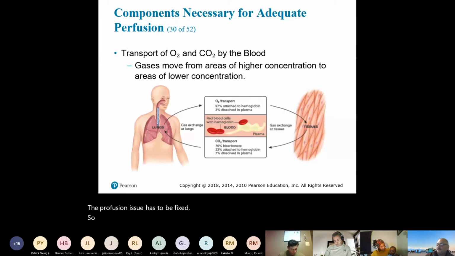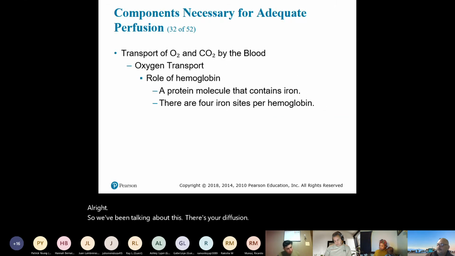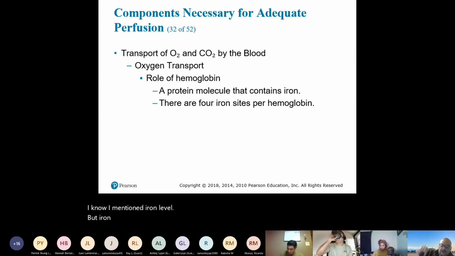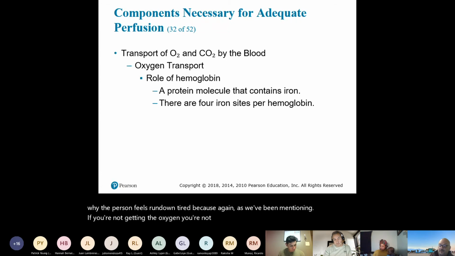All right, so we've been talking about this. There's your diffusion, and not to worry about it. We talked about hemoglobin. Hemoglobin contains iron. We talked about anemia, right? Or maybe not. I know I mentioned iron level. But iron is used to help the oxygen bind to the hemoglobin. If you have a lower iron level, not enough oxygen is binding to the hemoglobin. And so that's why the person feels run down, tired. Because again, as we've been mentioning, if you're not getting the oxygen, you're not burning the sugar to create the energy.